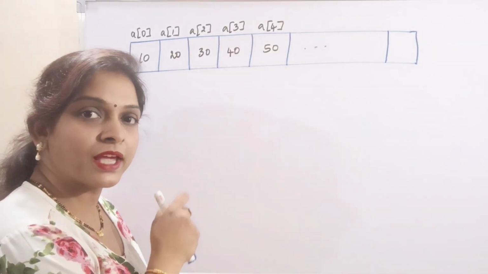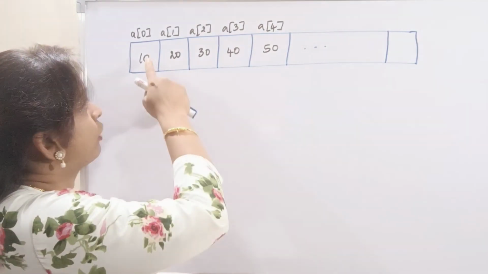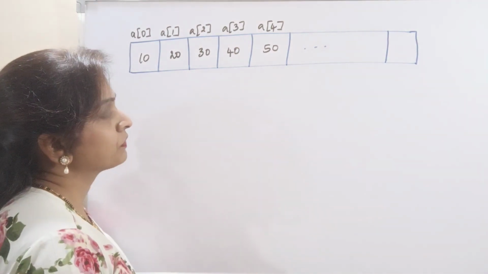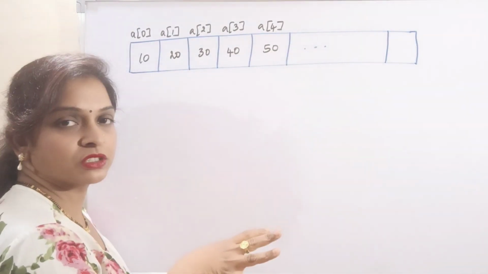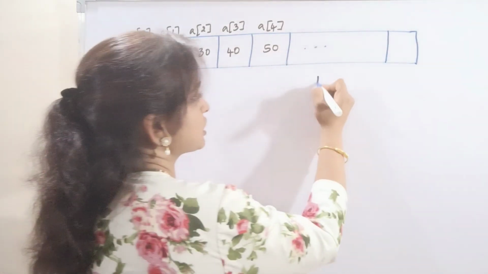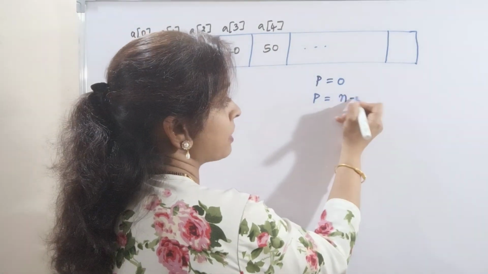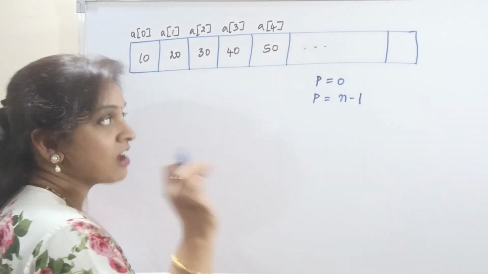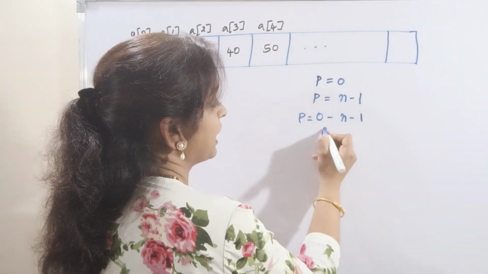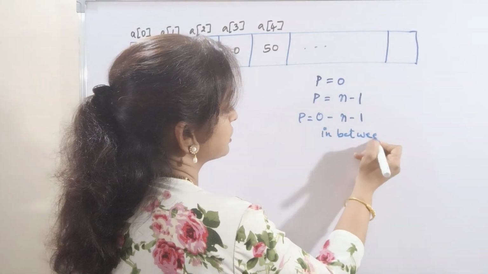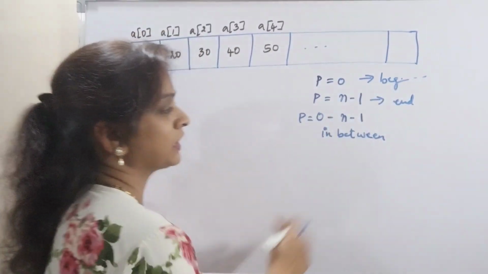Let us understand the tracing of this deletion first. So assuming you have an array already filled with 5 elements from A of 0 to A of 4. Now, if I want to remove an element at a particular position, I need to provide the position value. If the position is equal to 0, I am deleting the first element. If the position equals n minus 1, I am deleting the last element. If it is between 0 and n minus 1, the position is in between. So this is for the beginning, this is for the ending, and this is in between.